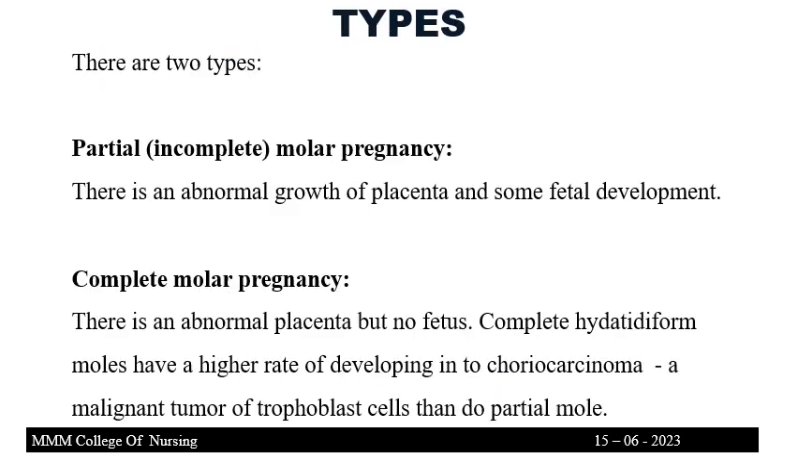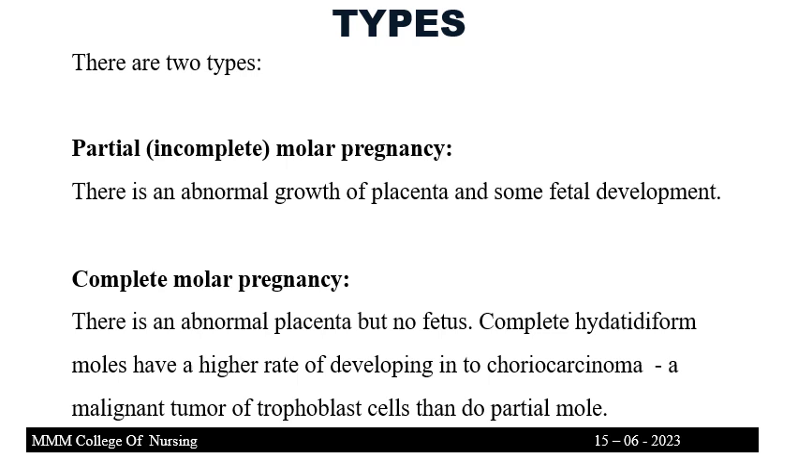Types: there are two types. Partial, which is an incomplete molar pregnancy, where there is an abnormal growth of placenta and some fetal development. In complete molar pregnancy, there is an abnormal placenta but no fetus. Complete hydatidiform mole has a higher rate of developing into choriocarcinoma, a malignant tumor of trophoblast cells, than partial mole. Now let's see about these types in detail.